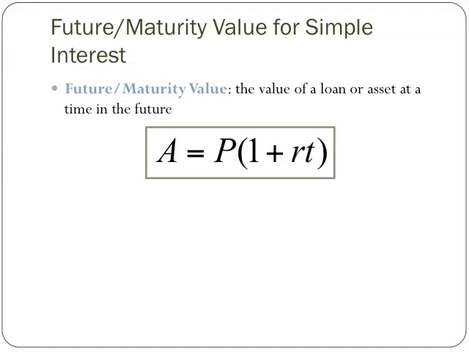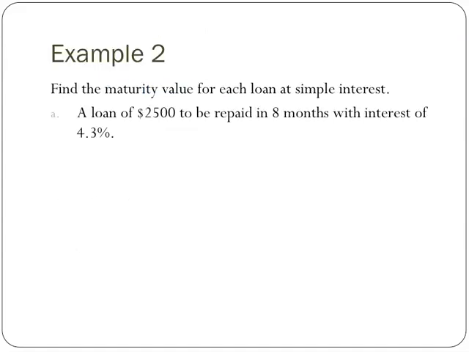You'll notice the P and the R and the T are still there, except now you also have a 1 in there. Really what you have here is, let's say you multiplied this out, you'd end up with P plus PRT. Really what you're doing is you're saying, okay, this is going to be P, the amount that's loaned, plus the amount of interest, PRT. So again, P represents the principal, R the annual interest rate, and T the time in years.